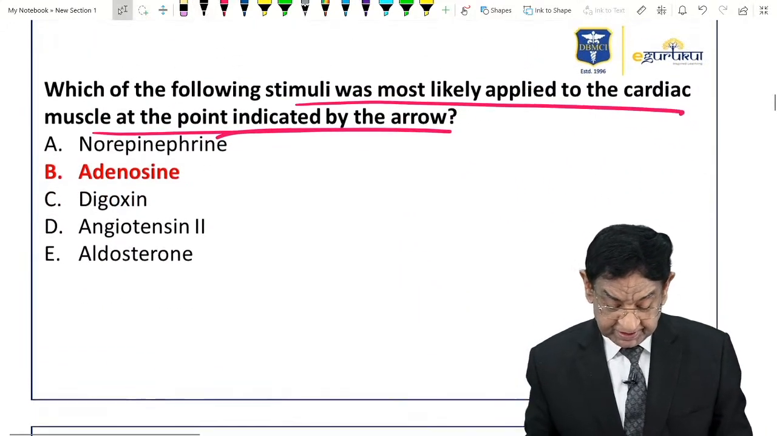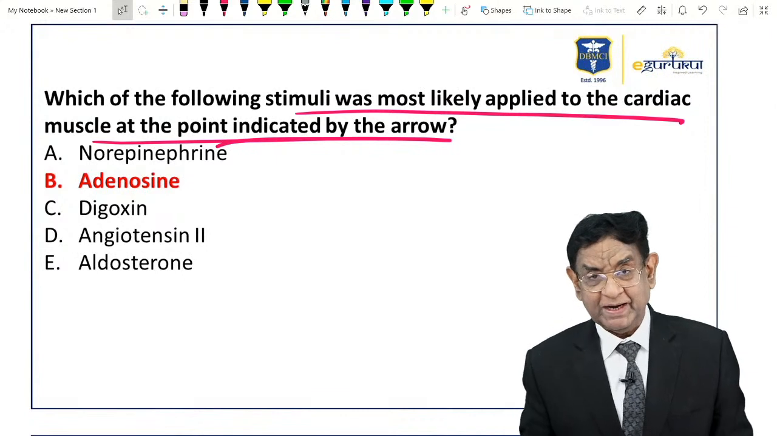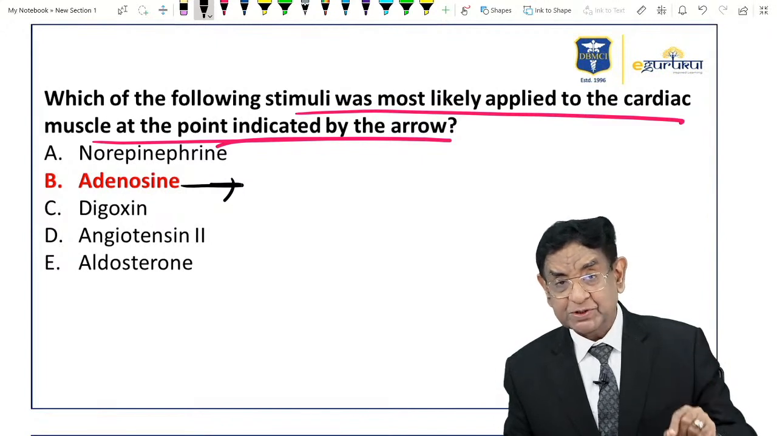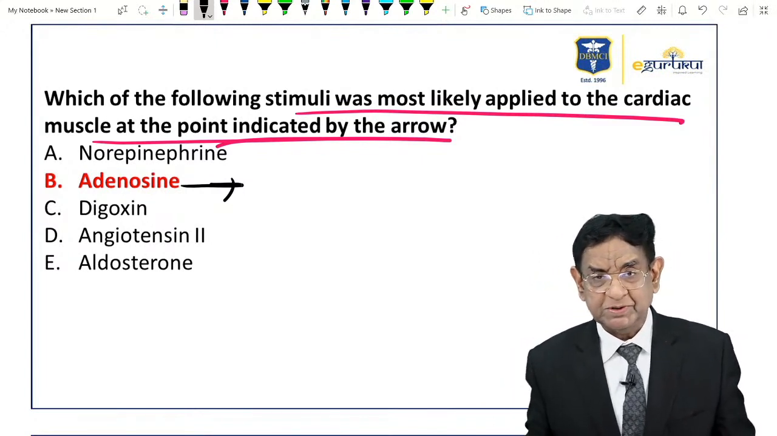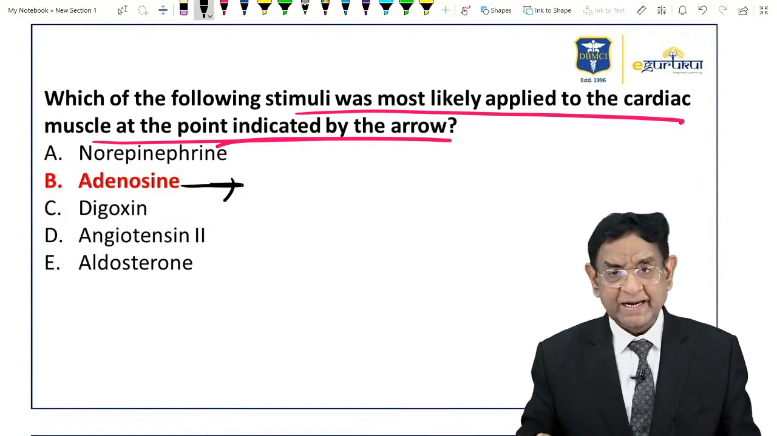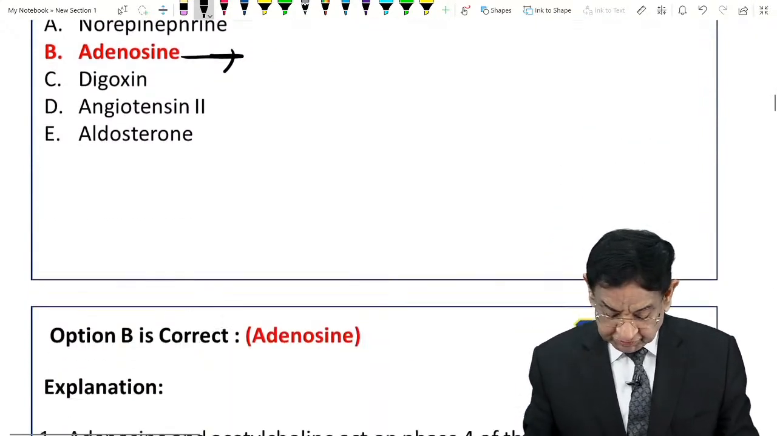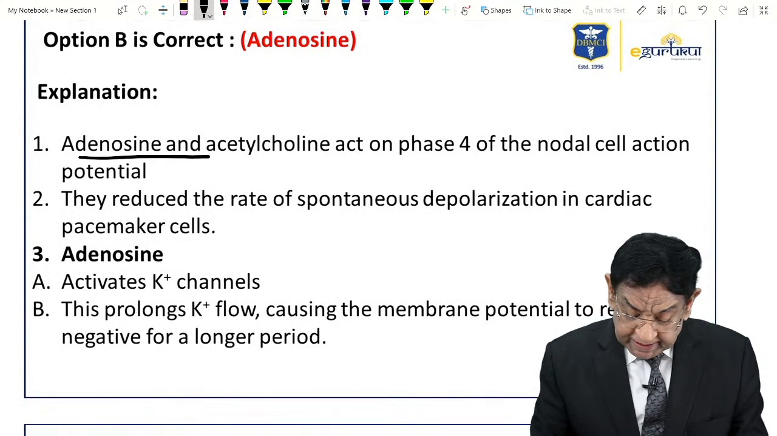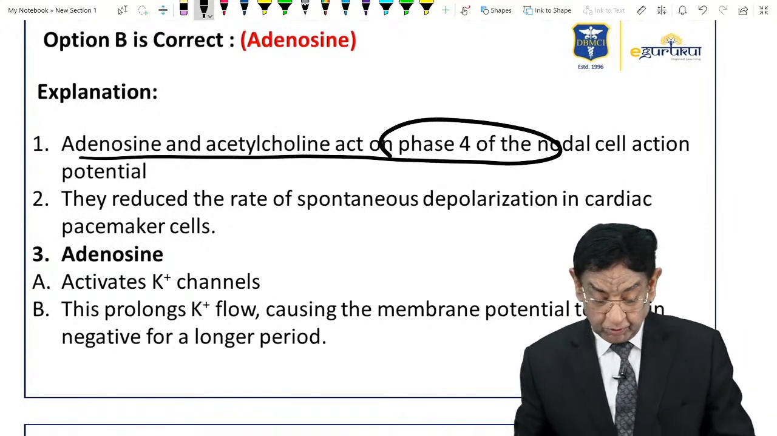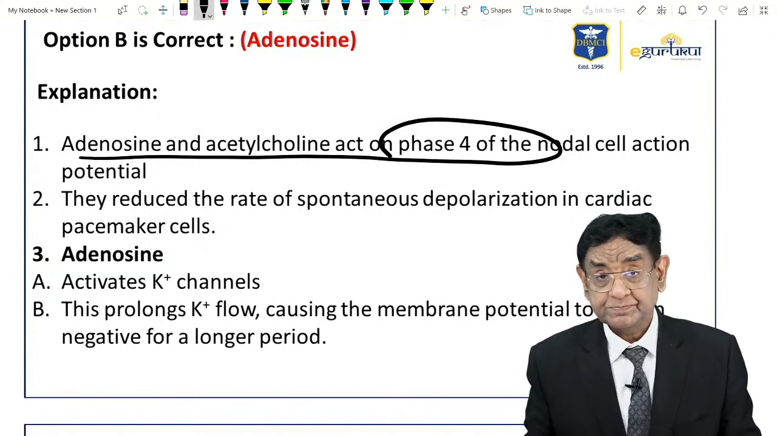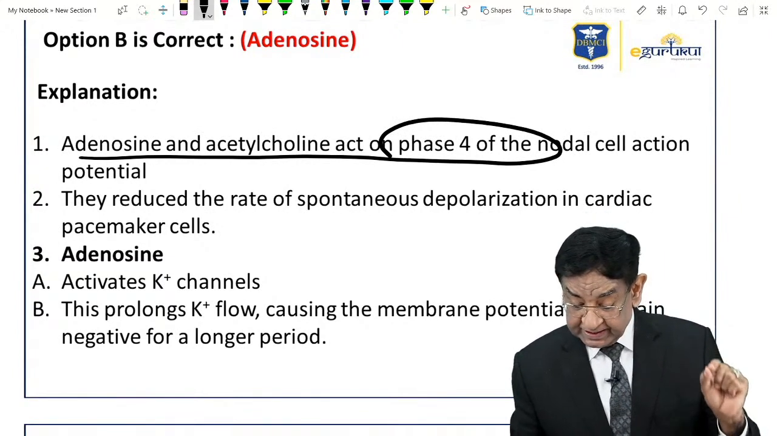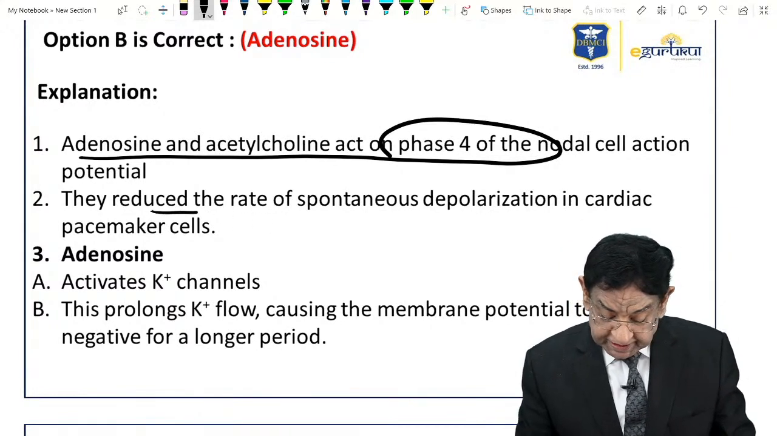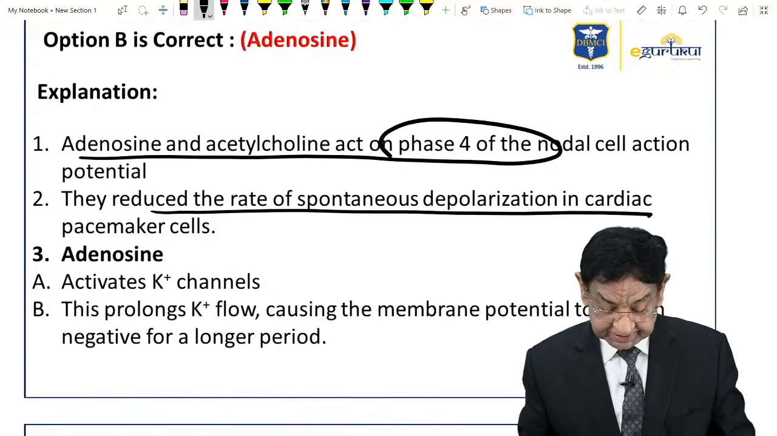It's a lovely question, really a good applied question. The answer is adenosine. I'm sure some of you may have gotten this question wrong, but don't worry, the answer is adenosine. Why? Now I'm using the same knowledge we got in the previous questions. Adenosine and acetylcholine act on phase 4. Phase 4 is the one in the nodal cell, which reduces the rate of spontaneous depolarization.